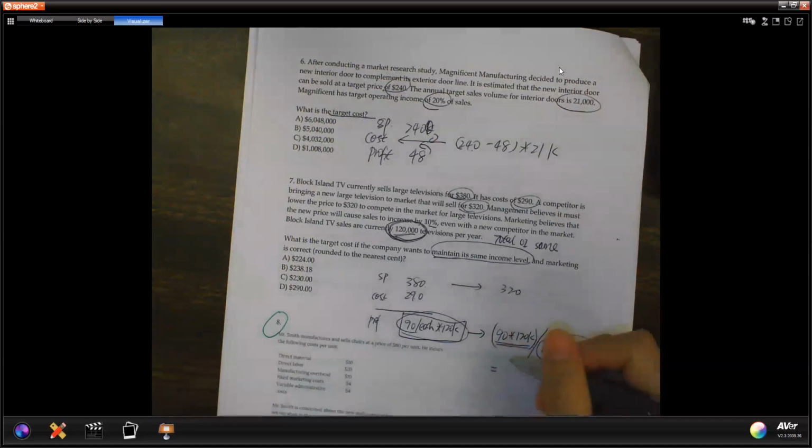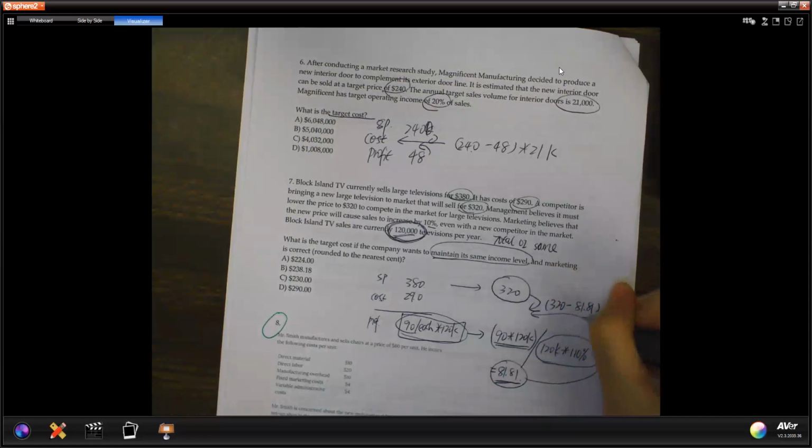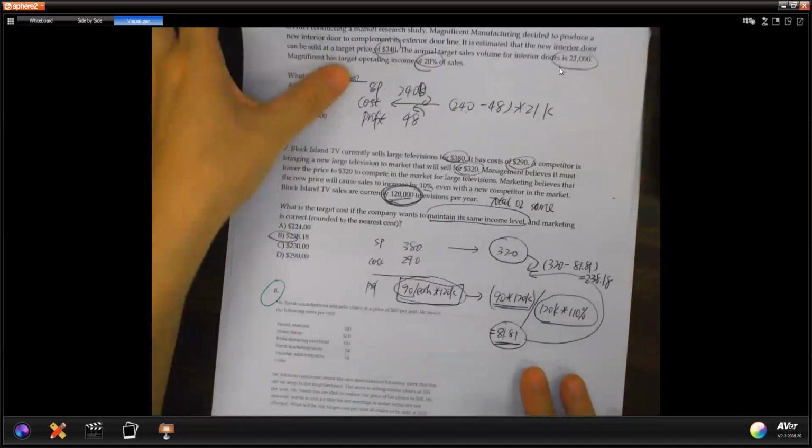That gives you for each unit, your required profit is $81.81. And then your new selling price is $320. Your required profit for each product is $81.81. So you should be able to get your target cost: $320 minus $81.81 gives you $238.18, which is the answer B. So this is one of the very typical questions for the market-based approach. We do question 8 one more time to have an idea.